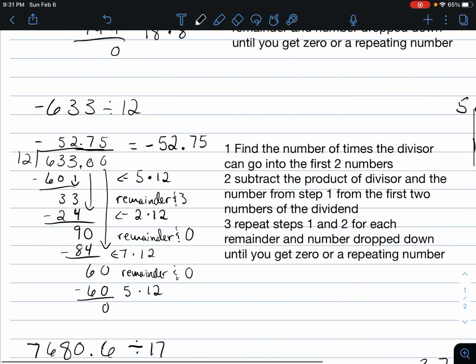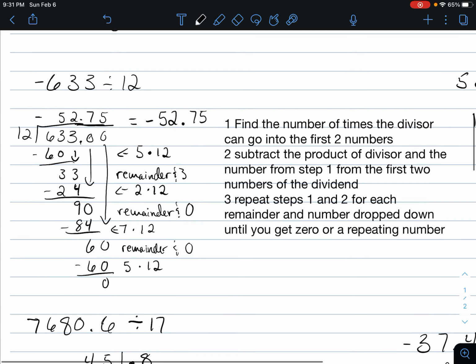Okay, next one, negative 633 divided by 12. Once again, the outcome will be negative. The front number is the dividend, and that goes under the bracket. 12 is the divisor. So we go into those steps.